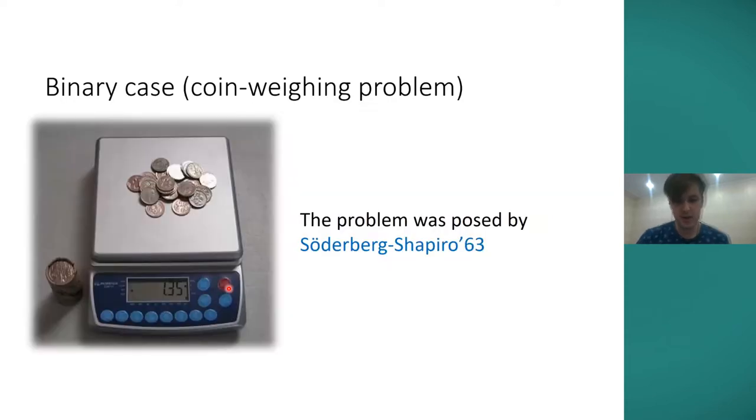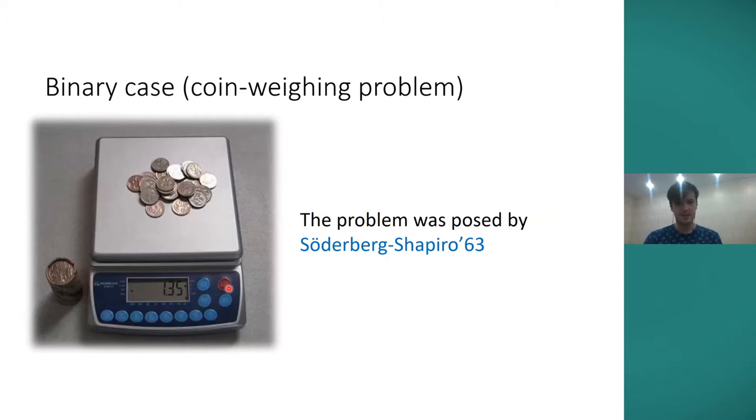Now let's talk about a few related concepts. The first one is connected to the coin weighing problem. In this problem, we have a set of n coins such that some of them are false, some of them are true. But when we see all these coins, we don't see any difference between them. Our goal is to identify which coins are false and which coins are true.